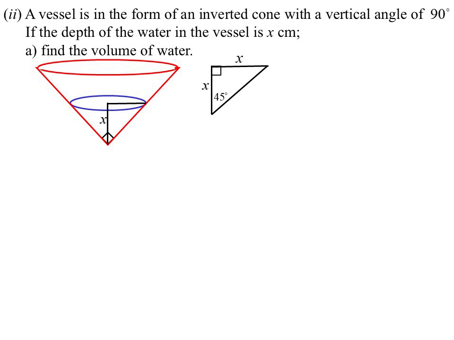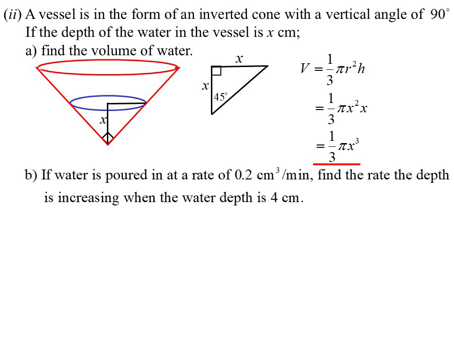We know the volume of a cone, 1/3 pi r squared h. Substituting in, we have the volume, 1/3 pi x cubed. Water's going to be poured in at a rate of 0.2 centimetres cubed per minute. We want to find the rate the depth is increasing once that water depth gets to 4 centimetres. So dx/dt is what we want to find. We know dV/dt, they told us that, 1/5. I've written it as a fraction.